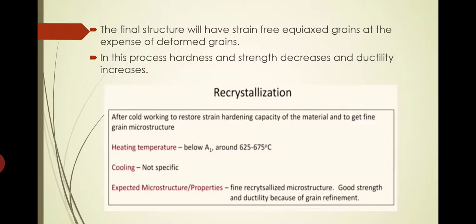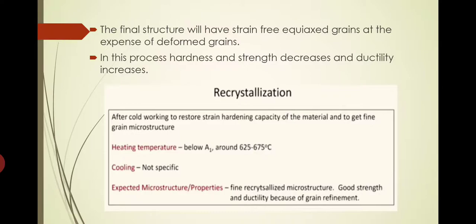The final structure will have strain-free equiaxed grains at the expense of the deformed grains. So the deformed grains will rearrange their structure and regain their recrystallization. The structure will recrystallize itself, so that the lost deformation properties are gained by recrystallization annealing. In this process, hardness and strength decrease and ductility increases. So if you want to increase the ductility, then we will go for this process. If you want to improve the hardness, then we want to use another process.